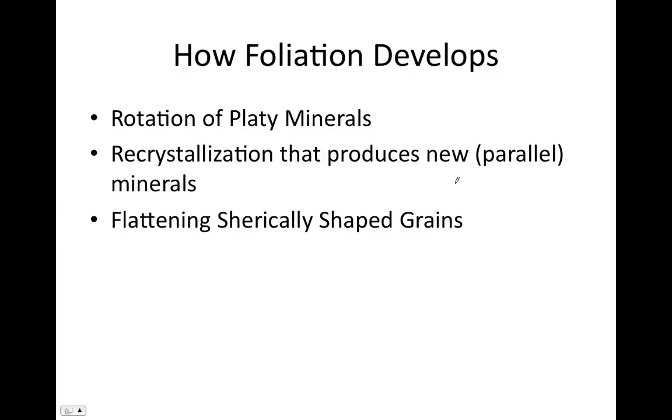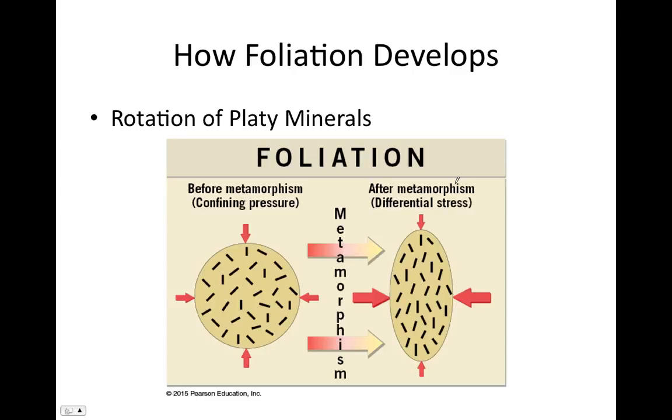So how this foliation develops is that platy minerals inside the rock can rotate. Okay, that's one way. You can have minerals inside the rock recrystallize into new minerals that form parallel to one another. Or you can have spherically shaped grains that are flattened by the deformation. Those are three ways in which this foliation develops. Let's look at each one of these.